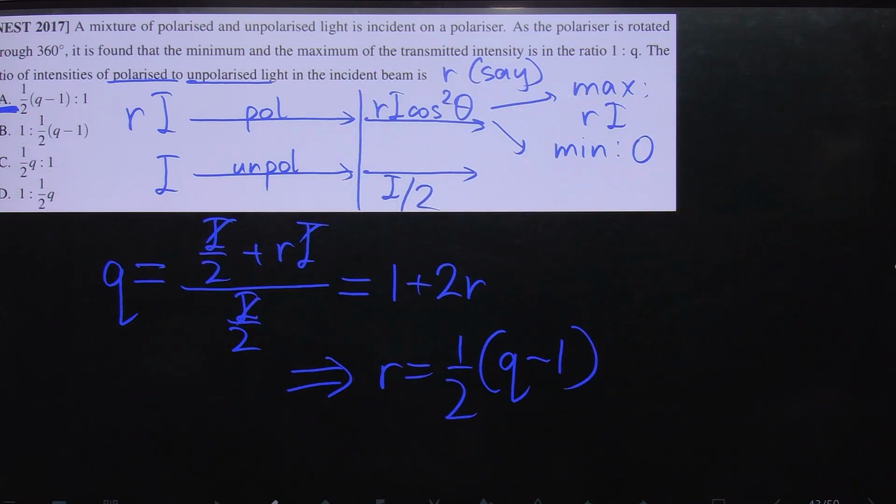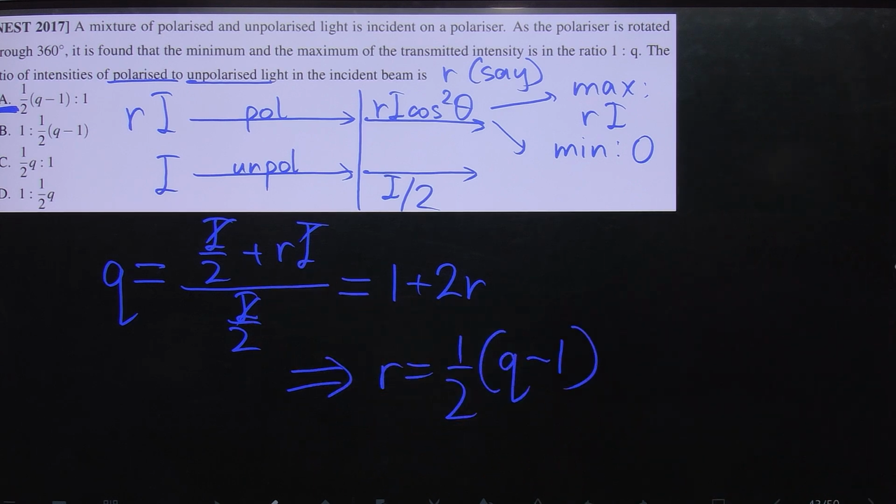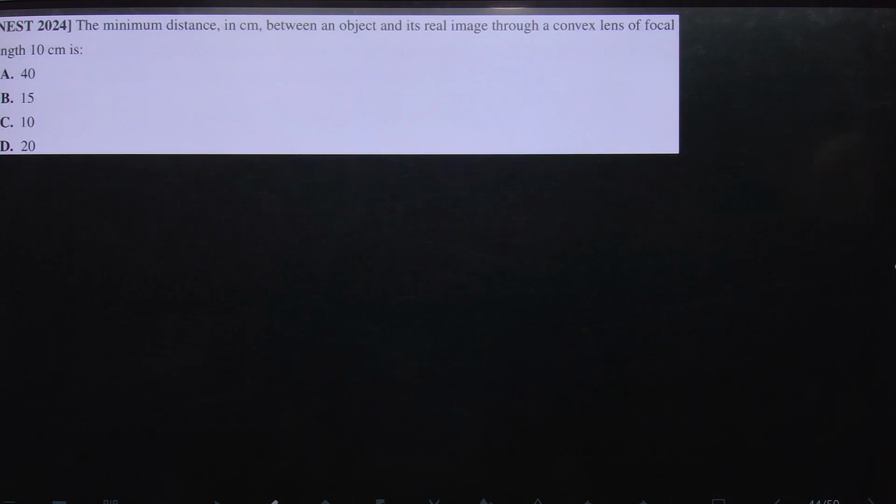As long as you know Malus's law and the fact that cos square theta has maximum value 1 and minimum value 0, this question is very straightforward. The ratio of max and minimum, if you take correctly, then you will be able to get the correct answer very quickly also. Next question, we have the minimum distance between object and its image through a convex lens.